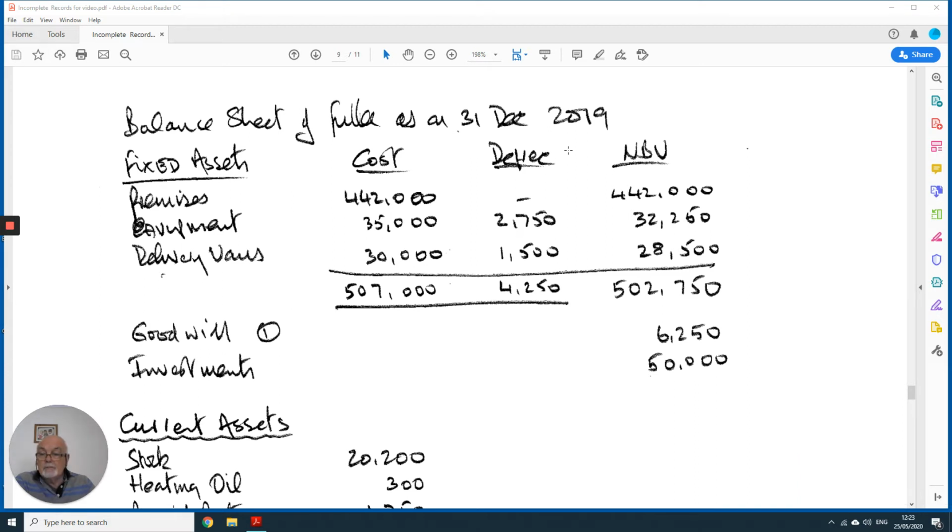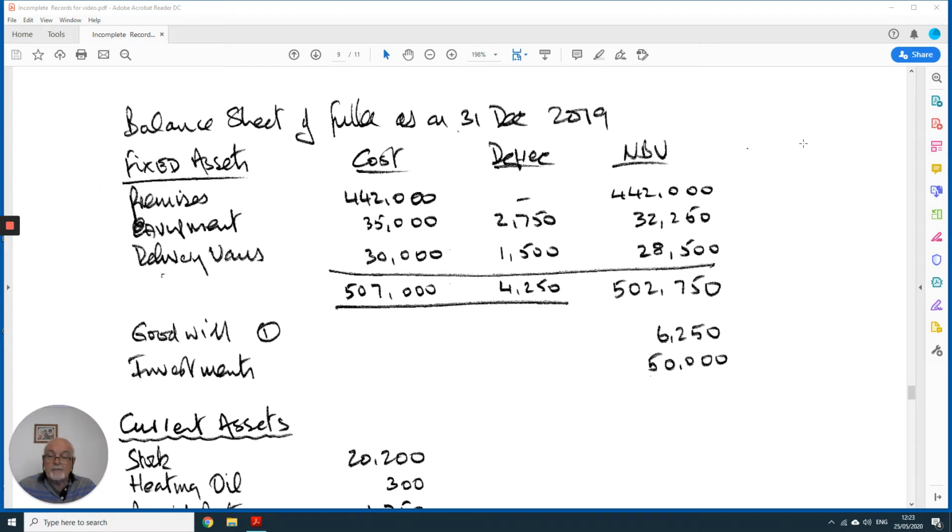We can see our tangible fixed assets here, the premises, 442,000. That comprises the original 292,000 plus the extra 150,000 that they bought during the year, 120,000 euro of that coming from the loan and 30,000 from Fuller's capital introduced. Then we've got equipment of 35,000 on which we've already written off 2,750 euro in our adjustments above.